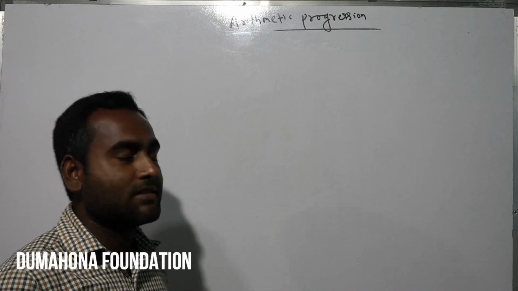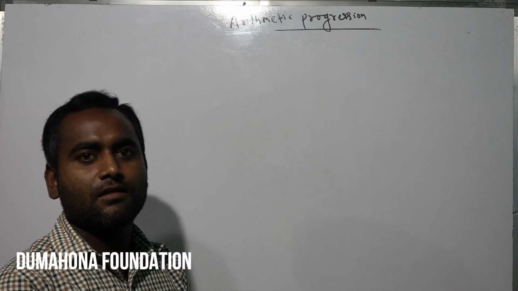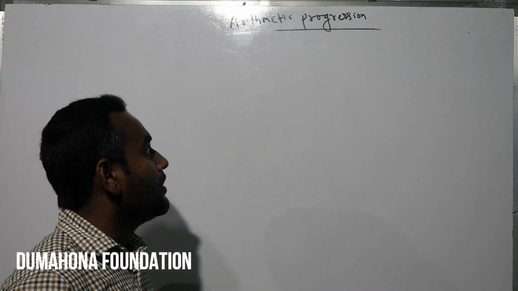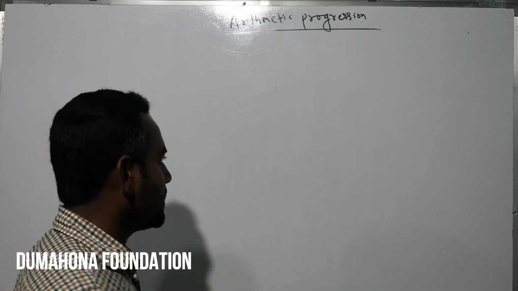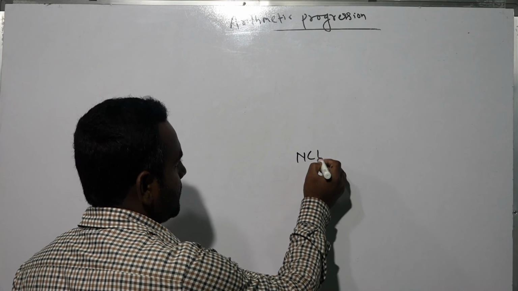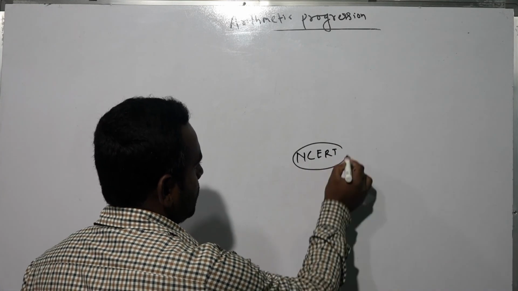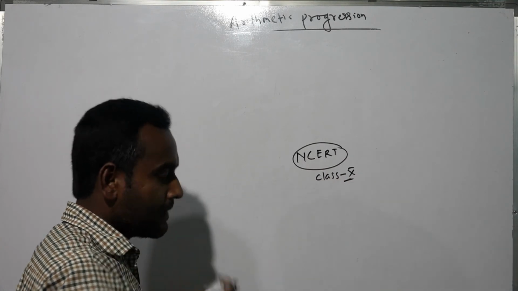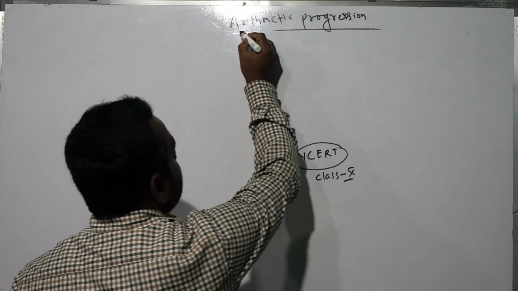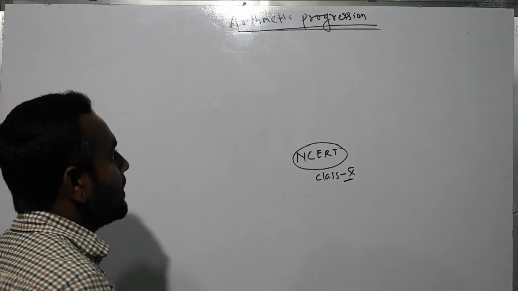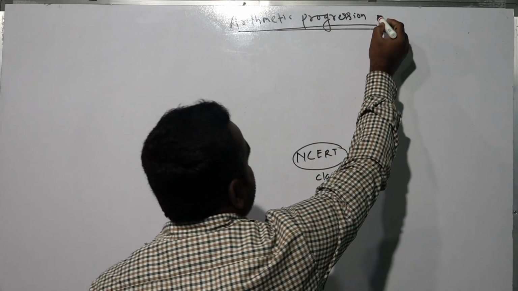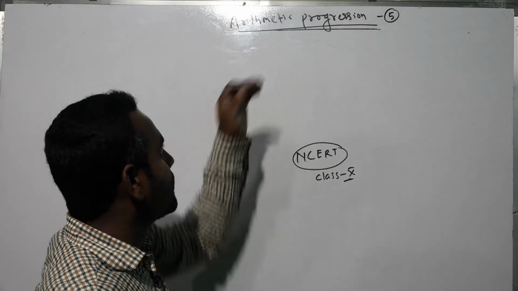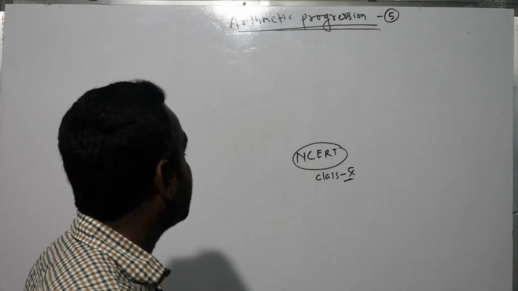I am the faculty of mathematics for every class from 6 to 12. Today, I will discuss NCERT books of class 10. I will discuss arithmetic progression, which is chapter 5 of the NCERT books.